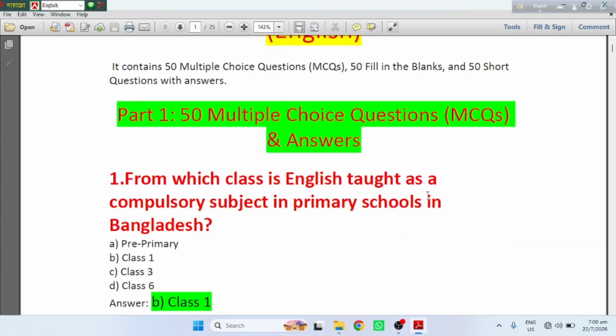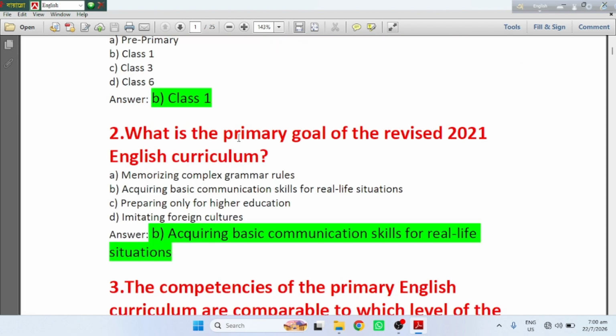1. From which class is English taught as a compulsory subject in primary schools in Bangladesh? Class 1. 2. What is the primary goal of the revised 2021 English curriculum? Acquiring basic communication skills for real life situations.